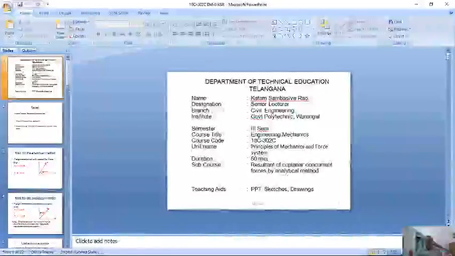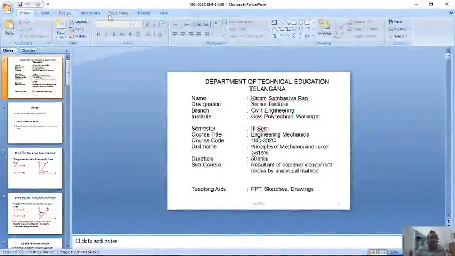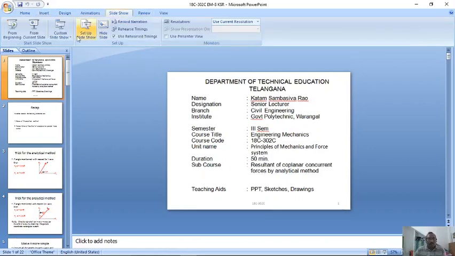Students, today we are going to practice more problems on the resultant of coplanar concurrent forces by the analytical method.